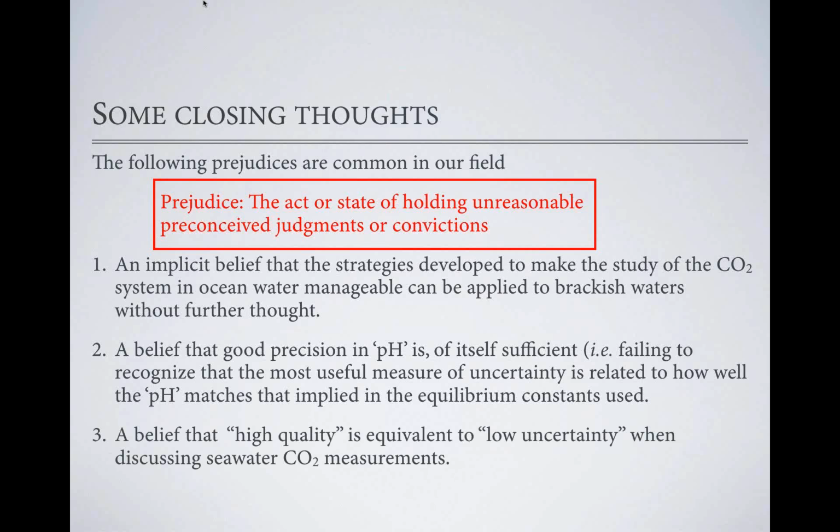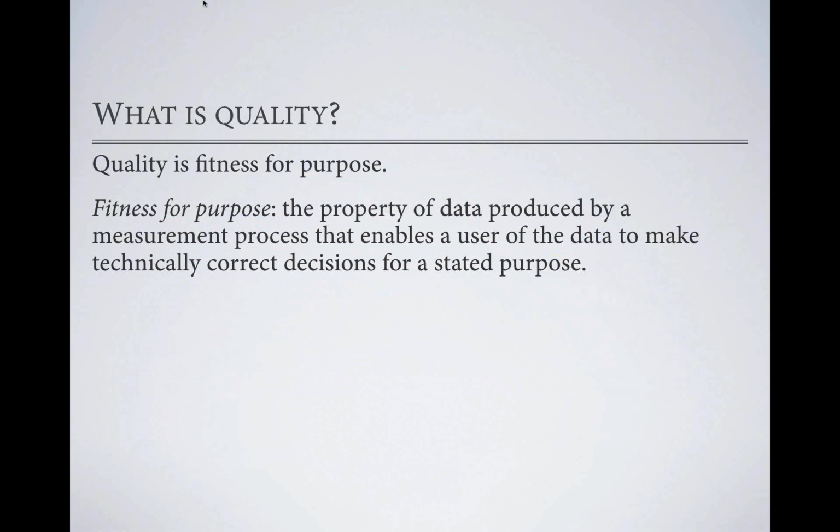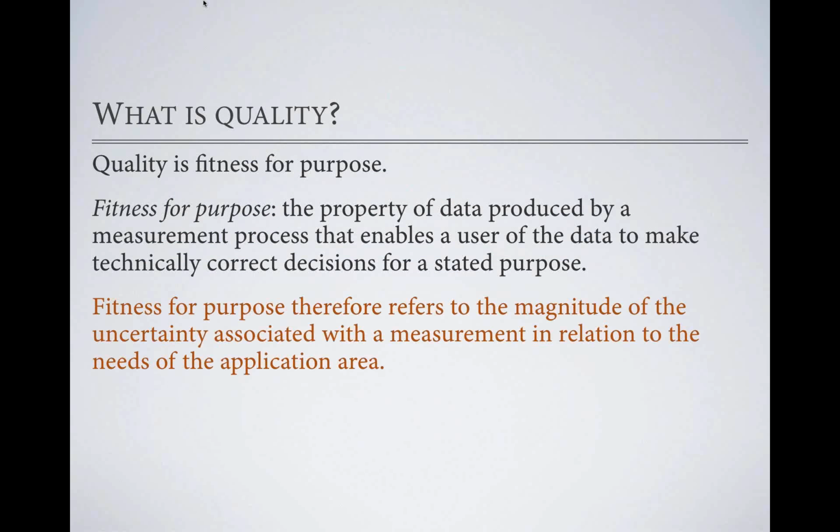And one last thing that I'm going to discuss a little bit more, which is a belief that high quality means low uncertainty when you think about seawater CO2 measurements. And we'll just talk a little bit about high quality. It's fitness for purpose. That is, it says here, the property of data produced by a measurement that enables the user to make technically correct decisions for a stated purpose. So it's the magnitude of the uncertainty associated with the measurement in relation to the needs of the application area.